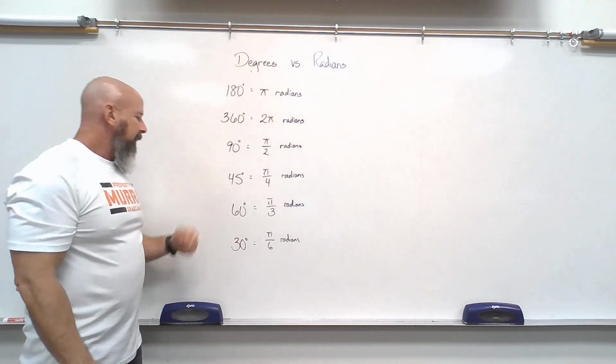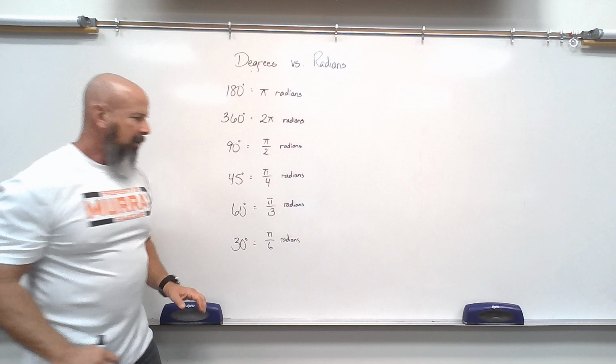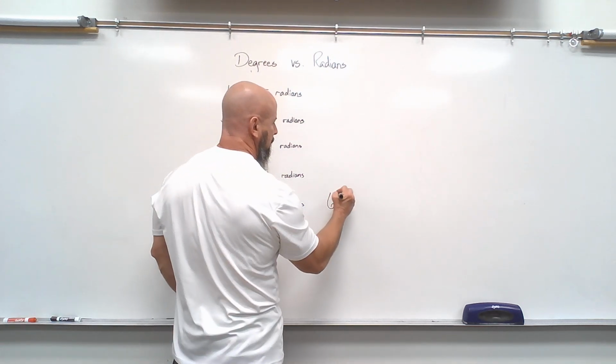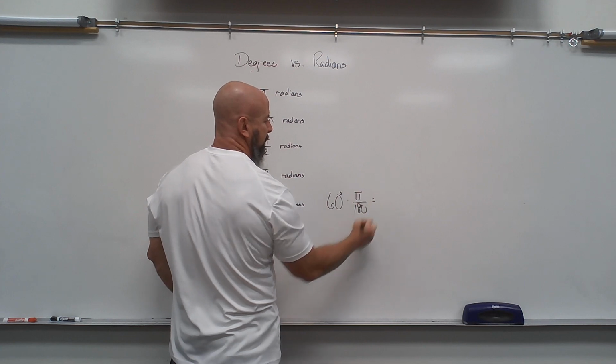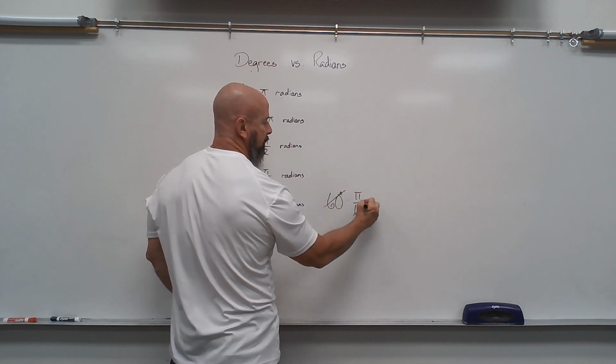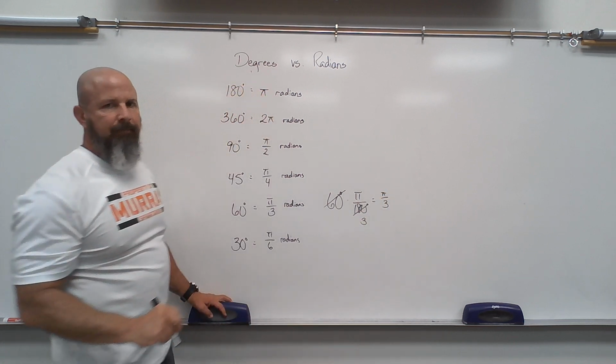Okay? Now, what do I do if I forget? Man, I can't remember. 60 degrees is pi thirds. I'm going to go right back to, if I can't remember what it is, I know I can multiply it by pi over 180. 60 goes in there 3 times. There's where I'm getting that pi thirds from.